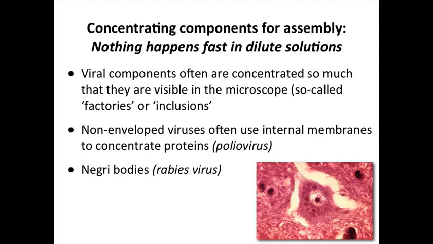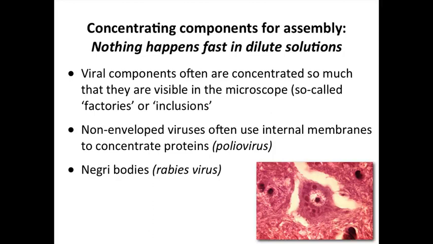Nothing happens fast in dilute solutions. This reminds me of a saying in a BSL-4, which is a high containment facility where you have to wear a spacesuit to work on viruses: nothing happens fast in a BSL-4. You have to be concentrated to assemble quickly in a cell, or with reasonable speed. This is achieved in a variety of ways, concentrating viral components so assembly occurs in a reasonable amount of time. This leads to sometimes visible bodies in the cell, which we often call inclusions. That's one way of speeding up assembly, to make these inclusions.